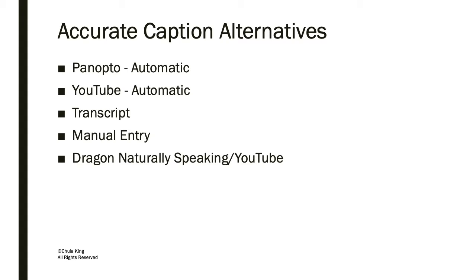It's possible that I'm just really slow, but it's also possible that the process of creating accurate caption files is just that time-consuming. The methods that I'm going to go over in this video include the automatic captioning in Panopto, automatic captioning in YouTube, using a transcript, manual entry, and a combination of using Dragon Naturally Speaking and YouTube.